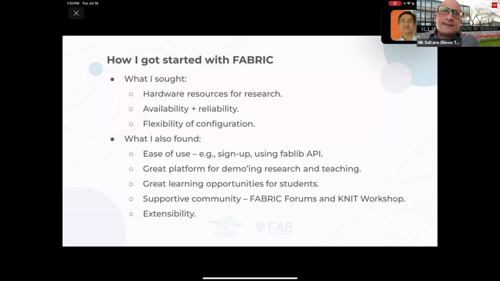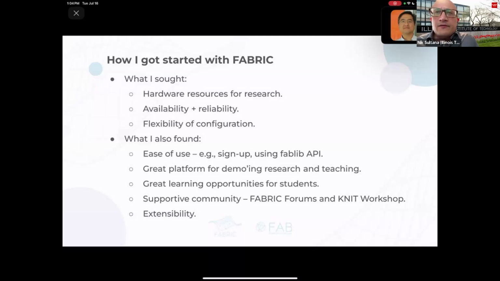So to begin with, let me tell you a bit about how I got started with Fabric. I started using Fabric a little after I started my faculty job here, and I was looking for resources with which I could do research. As you know, research requires a variety of different ingredients. You need ideas, both the sensible kind and the wacky kind. You need plenty of patience. But in my field, you also need hardware resources, because the way in which research is evaluated in my field involves running experiments, and those experiments run on resources, right? So this is a bit different than if you were doing most theoretical work, for example.